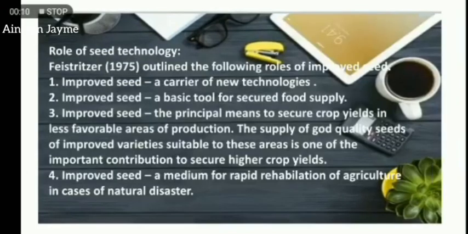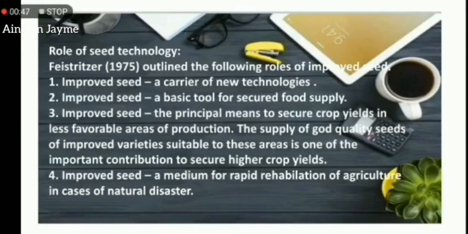Role of seed technology. Tricia 1975 outlined the following roles of improved seed. Number 1, improved seed, a carrier of new technologies. The introduction of quality seeds of new varieties wisely combined with other inputs significantly increases yield levels. In India, the cultivation of high-yielding varieties has helped to increase food production from 52 million tons to nearly 180 million tons over a period of 40 years.